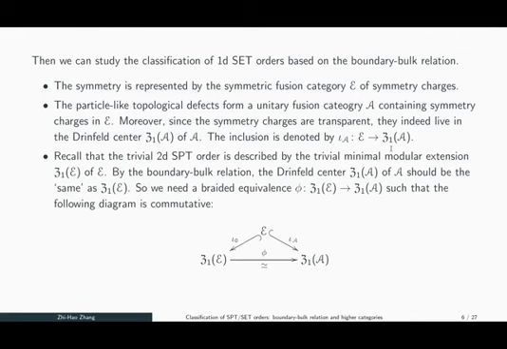And we know the trivial 2D SPT order is described by the trivial minimal modular extension, which is given by the trivial center of E. By the boundary bulk relation, the trivial center of A should be the same as the trivial center of E. Okay, so there is a Brauer equivalence from the trivial center of E to the trivial center of A, and the following diagram commutes. The following diagram means these Brauer equivalences preserve the symmetry charges.